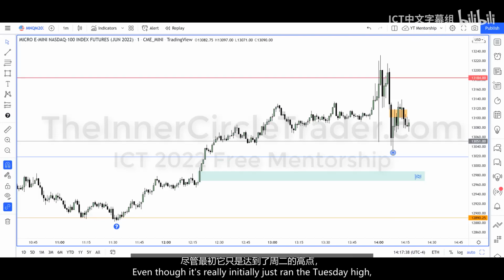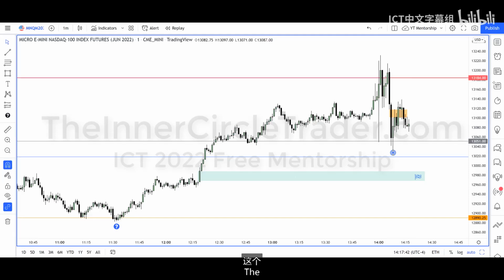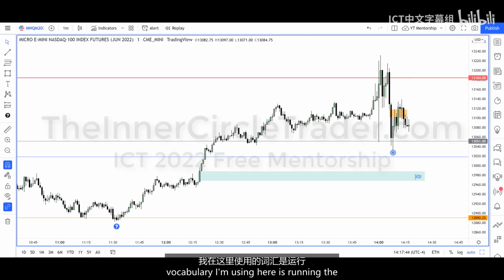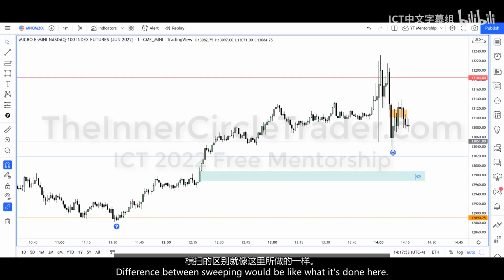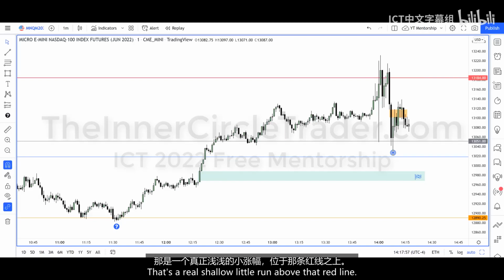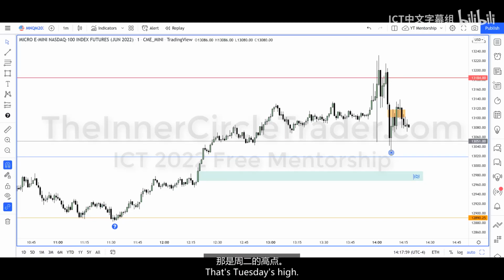Even though it really initially just ran the Tuesday high, it's done it shallow. The vocabulary I'm using here is running the Tuesday high, not sweeping the Tuesday high. The difference between sweeping would be like what it's done here. That would be a sweep. That's a real shallow little run above that red line. That's Tuesday's high. So it swept that, and we're coming back down post FOMC.